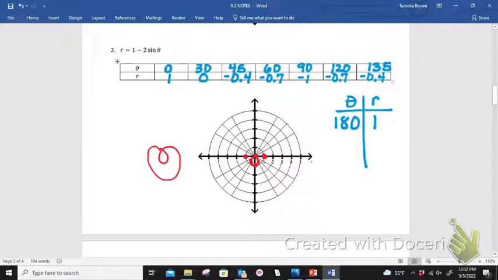Okay, so let's go ahead and put some more points in. Let's continue our table. We got through 180, so let's put in 210, 225, 270. Oh, I skipped 240. 240 and 270. So let's see what that gives us.